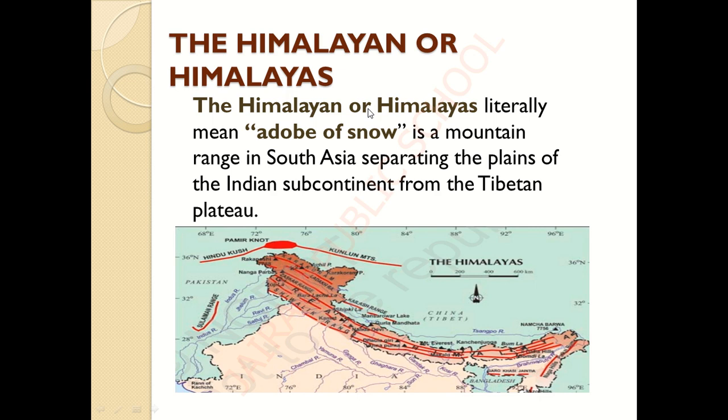What is the meaning of the Himalayas or the Himalayan? It literally means abode of snow. Abode of snow in the sense that it is entirely covered with snow. You all know what snow means, isn't it? The entire Himalayas is covered with lots and lots of patches of snow. This mountain range is in South Asia, separating the plains of the Indian subcontinent from the Tibetan plateau. It separates the Indian subcontinent from the Tibetan plateau.